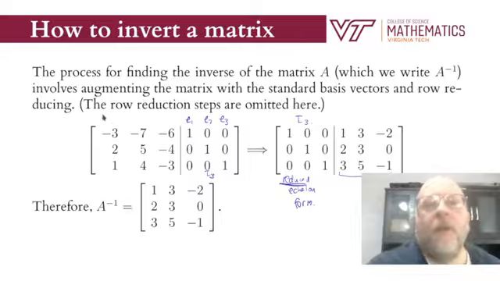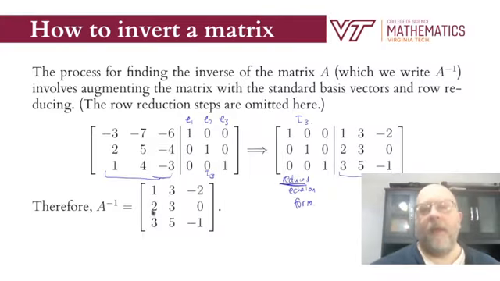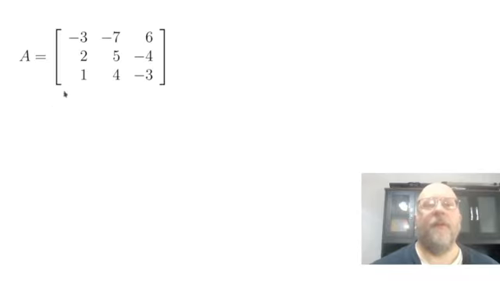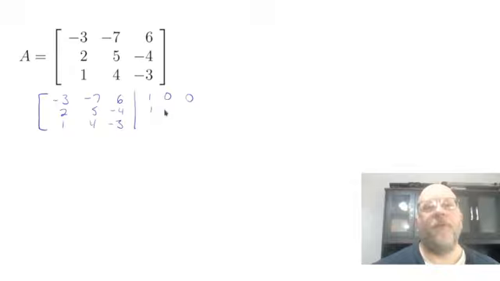All right. So this is the matrix that we were looking at in example 3. And let's just verify these calculations here. So this is a matrix. We're going to augment this matrix with an identity matrix. And we're going to put this into reduced echelon form.